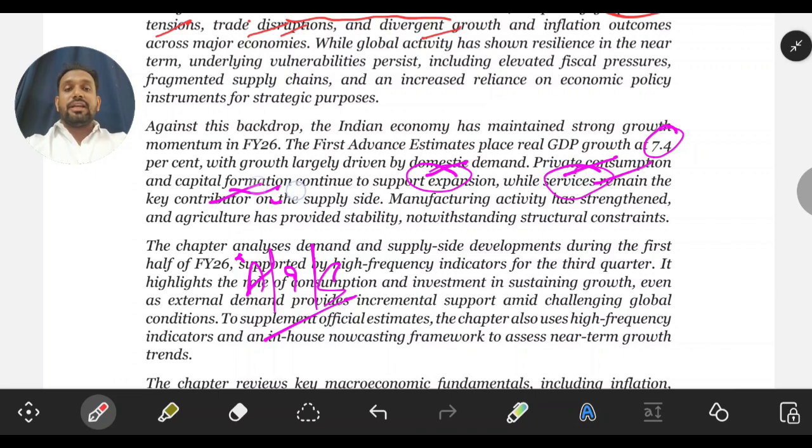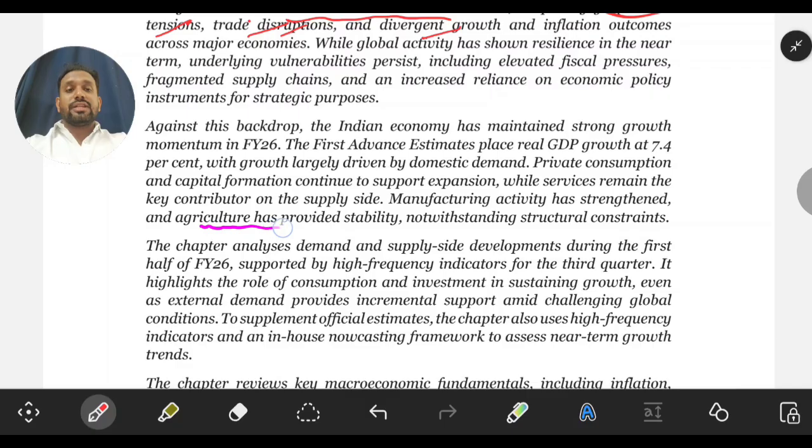Services. Service remains the key contributor to the supply side. The manufacturing sector has strengthened, nothing but the manufacturing sector is performing better than last year. Basically the manufacturing sector's contribution to the GDP will be around 10-20%. It is getting better, so we'll study that anyhow in the manufacturing sector. At this point of time, superficially, the survey says that the manufacturing sector is strengthened, doing better than before.